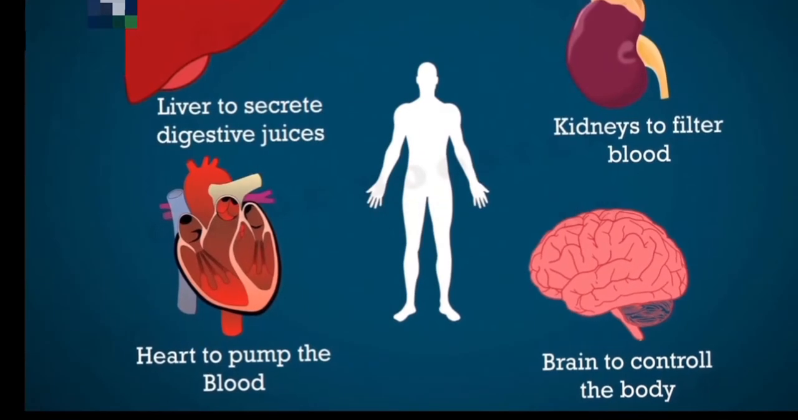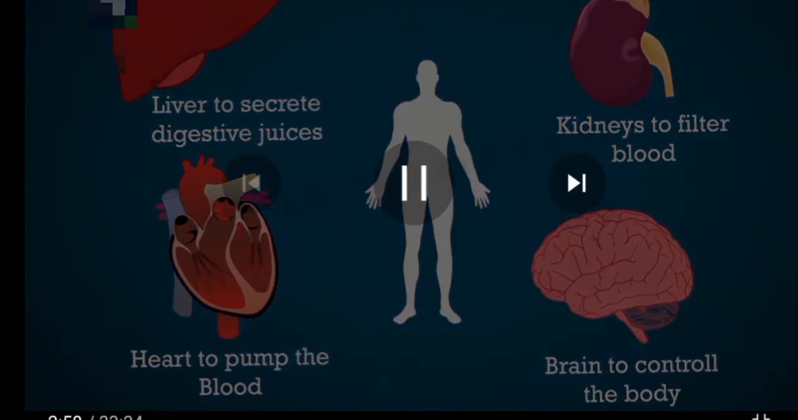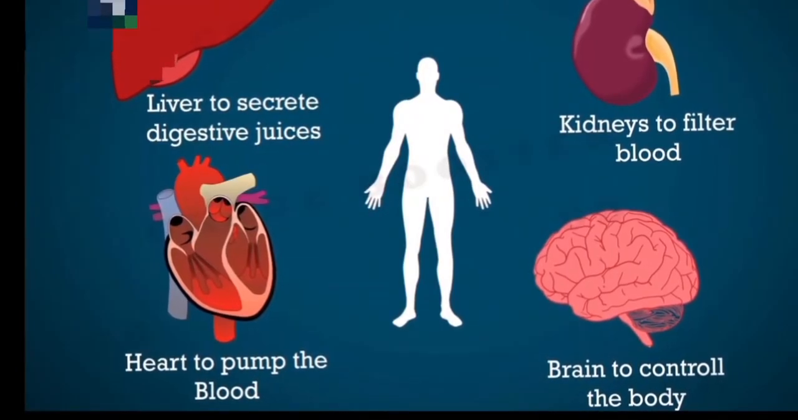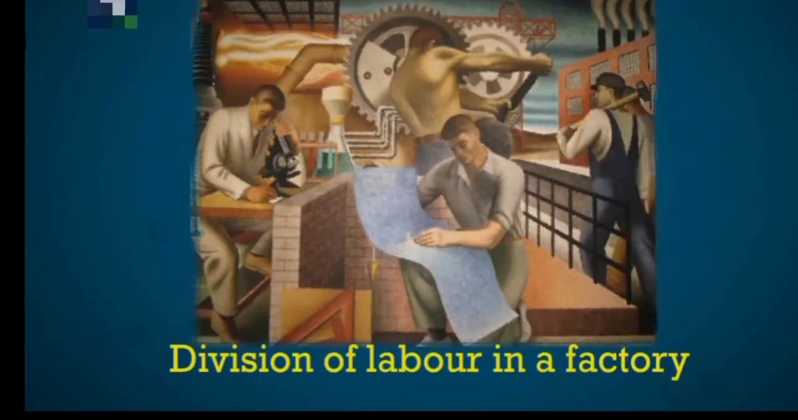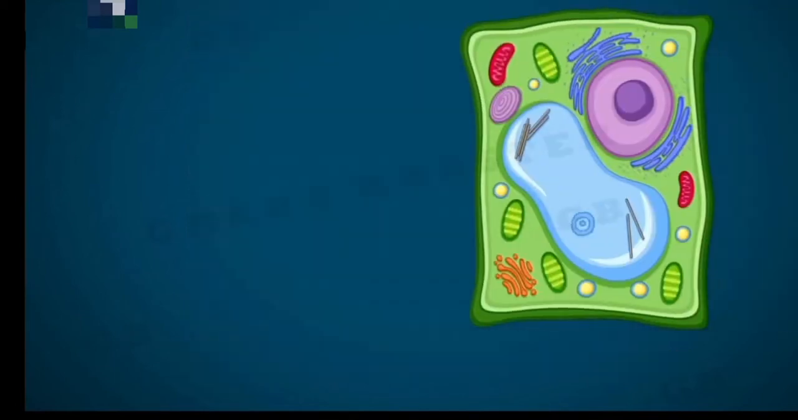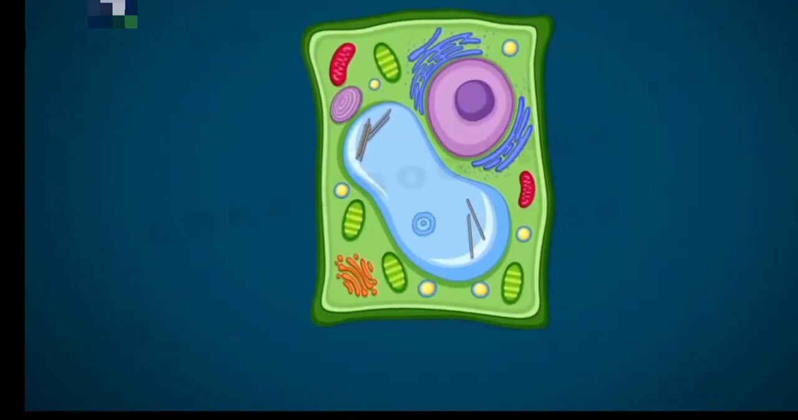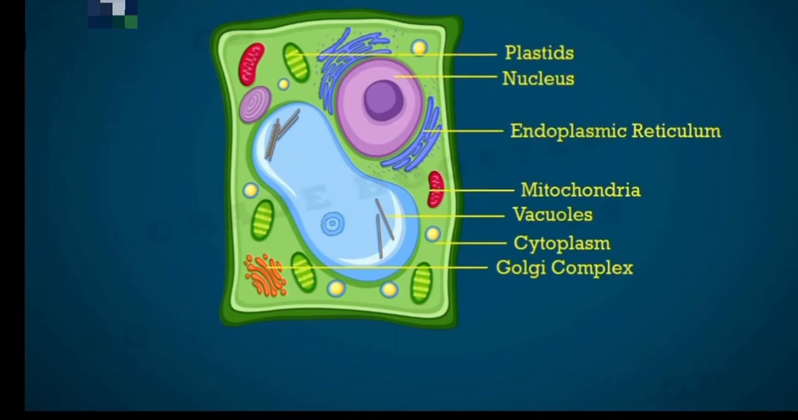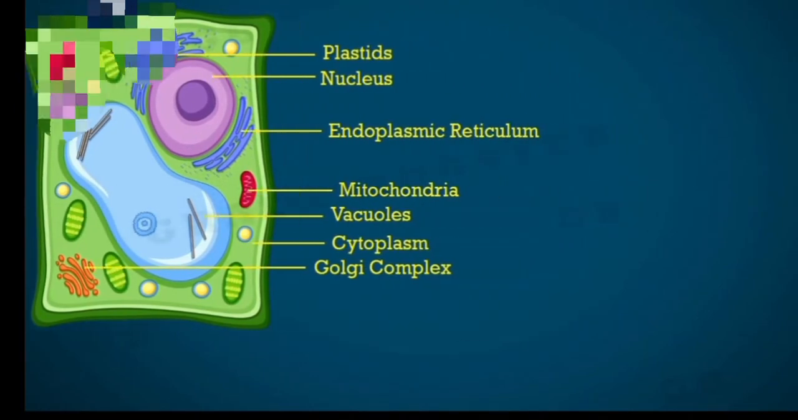This means that in our body different jobs are done by different parts. We call this division of labor. In this way, we will see division of labor inside a cell also. Cell is very small. Still, it has so many parts in it. The parts present in the cell are called cell organelles. These cell organelles keep the cell alive by helping the cell in performing its tasks.